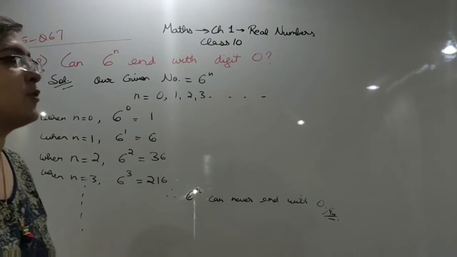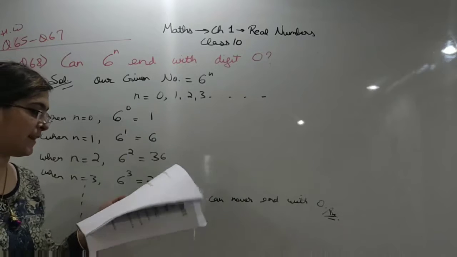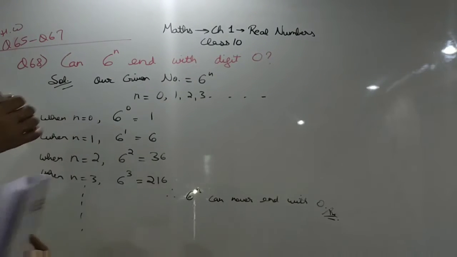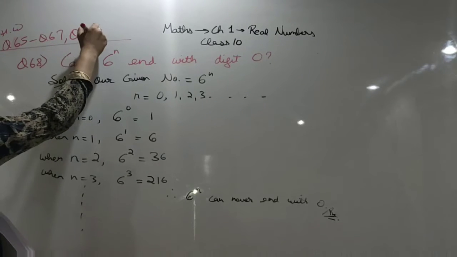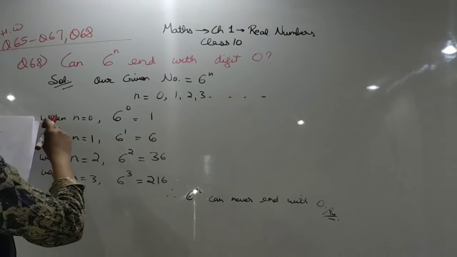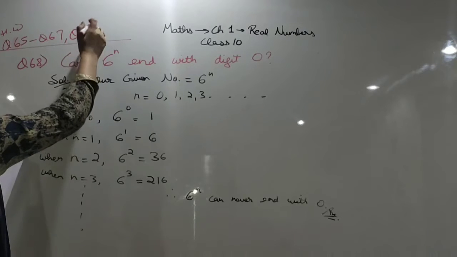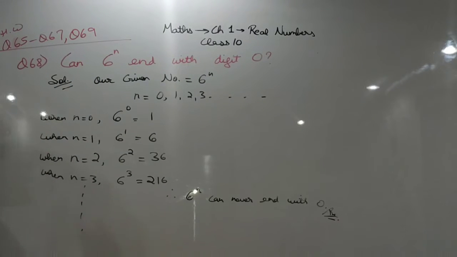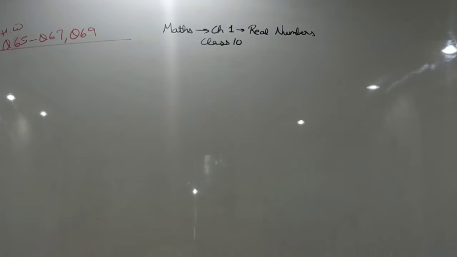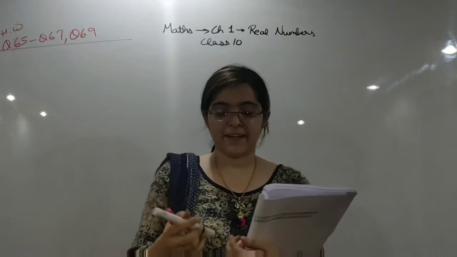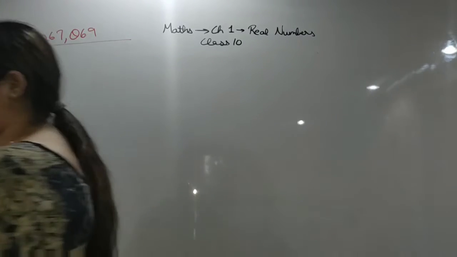Okay, note it down, students, in your question booklet. Space is given. Then question number 69 is same as question 68. So it will be your homework. Sorry, question 69. Your question 69 is same as question 68. So it will be your homework. Now see question number 70. What is your question 70?